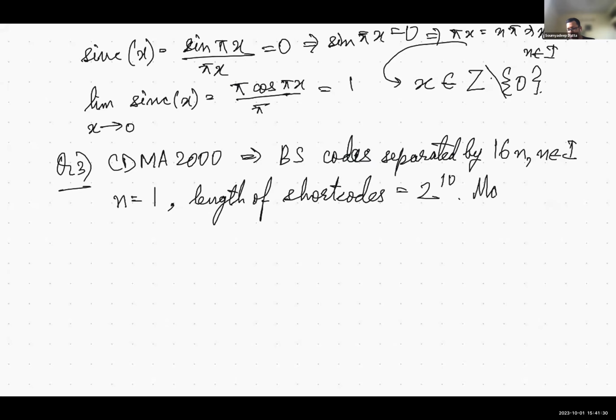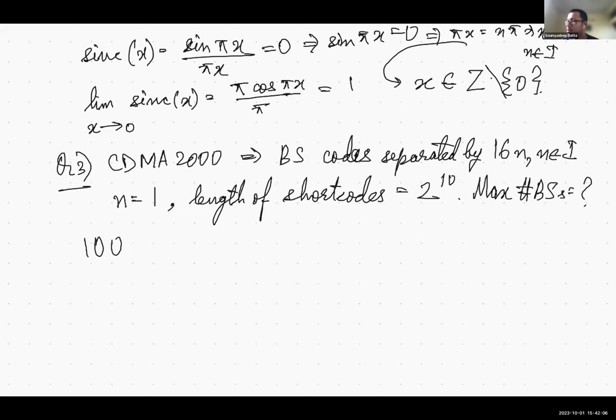So what is the maximum number of base stations that you can support? This question is actually very simple. You have 2 to the power 10 numbers. Let's forget these big numbers and take small numbers. Let's say you had 100 numbers, and you are told that you have to pick unique numbers that are spaced at an interval of 10. So how many can you pick?